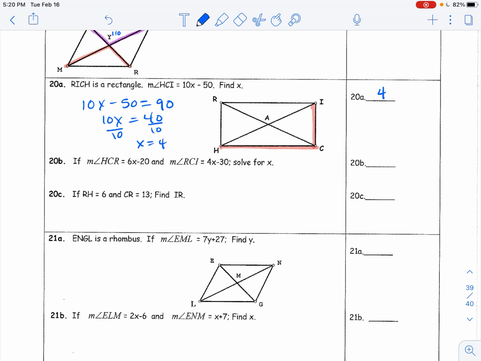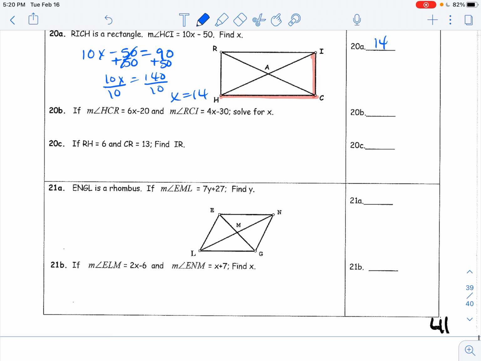Okay, so let me just make sure I did that right. Oh man, I did that wrong. Let me come back, clean this up. I need to add 50 to both sides. 10x is 140. Okay, so sorry about that, guys. X is equal to 14. At least I caught my mistake.